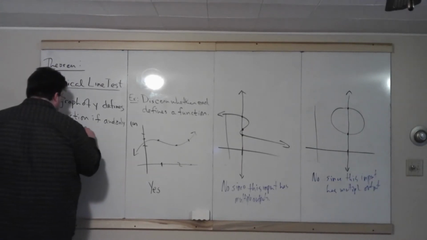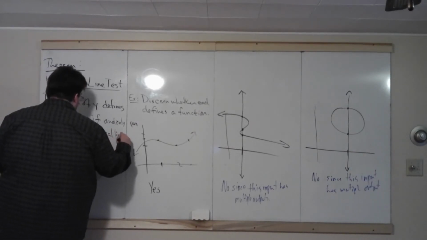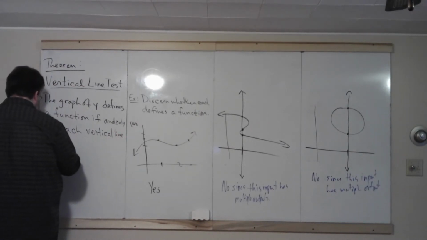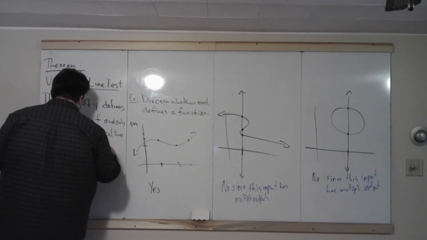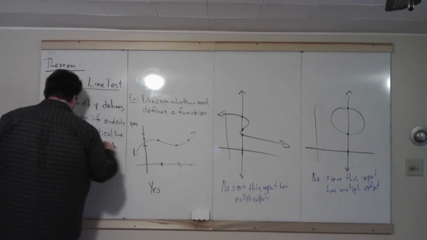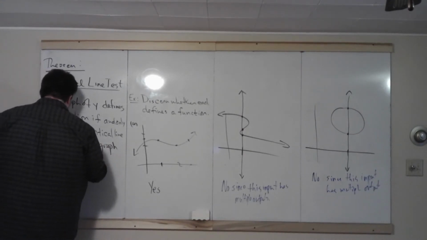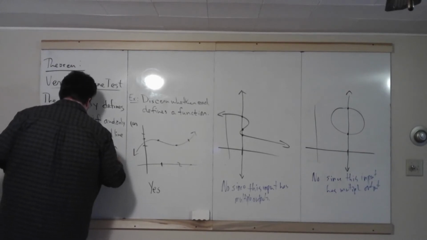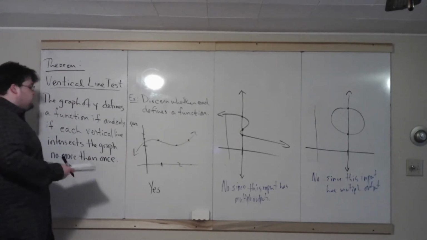Okay. Each vertical line intersects the graph no more than once. So notice it says intersects the graph no more than once.